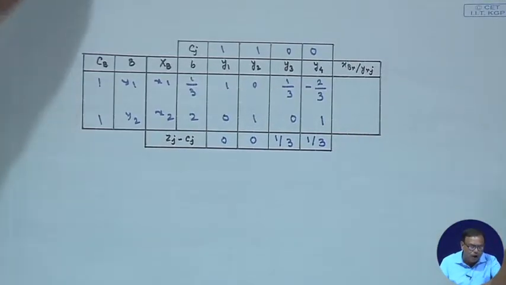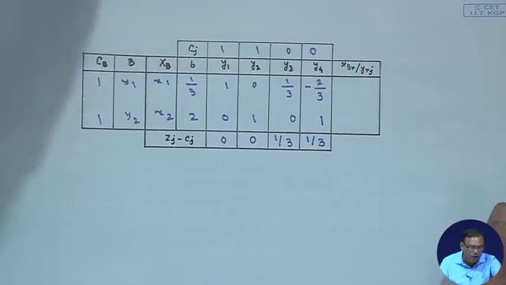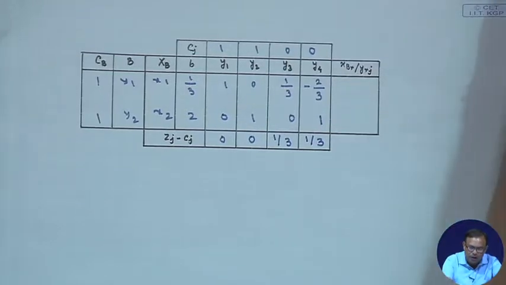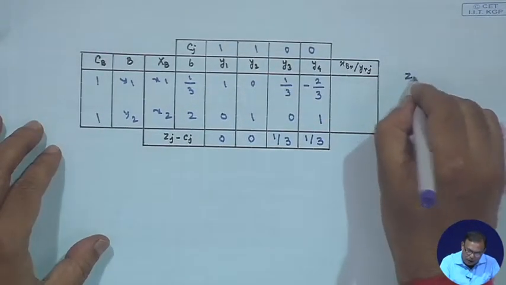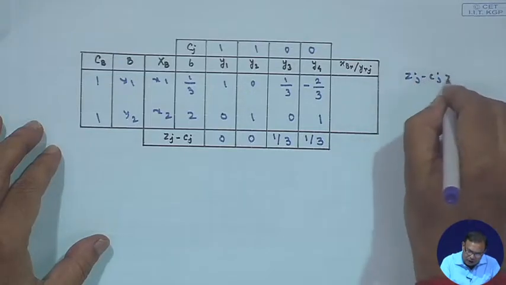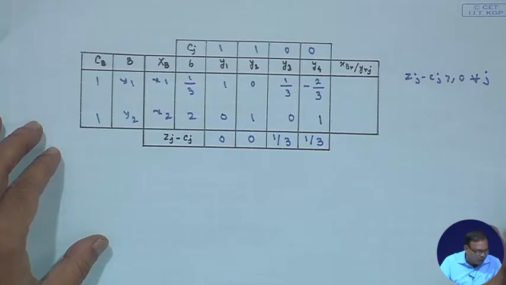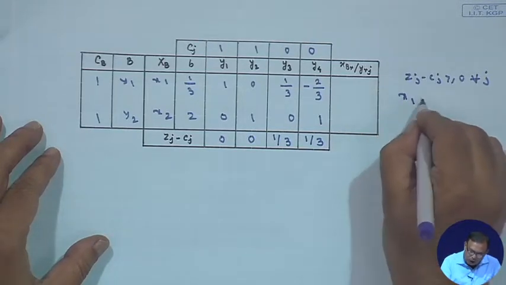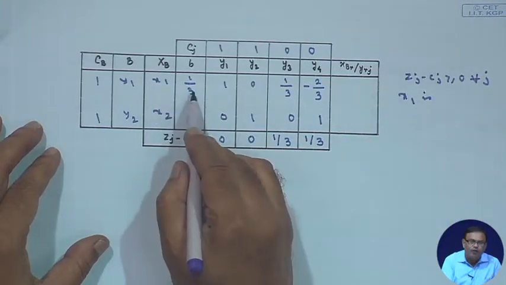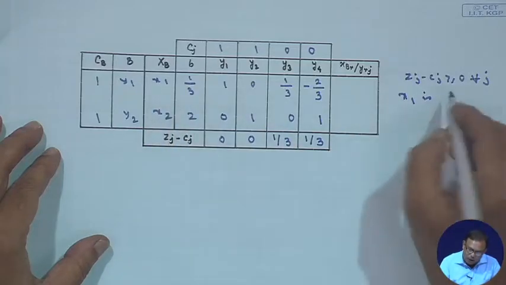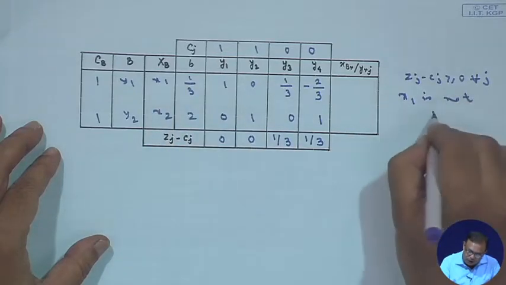So, for this particular problem, you find your zj minus cj is greater than or equal to 0 for all j. But what happens? If you see, the value of x1 is 1/3, which is not an integer.